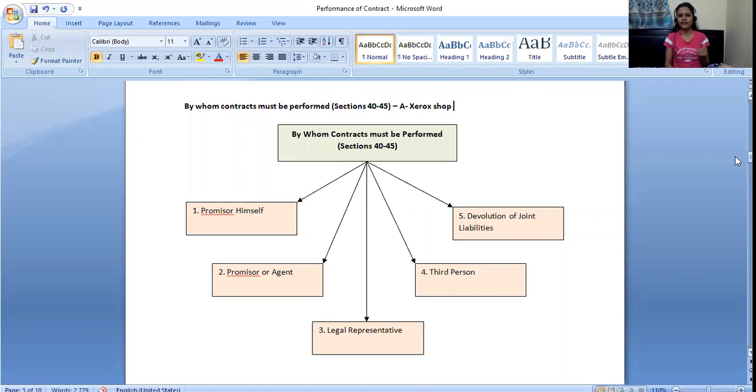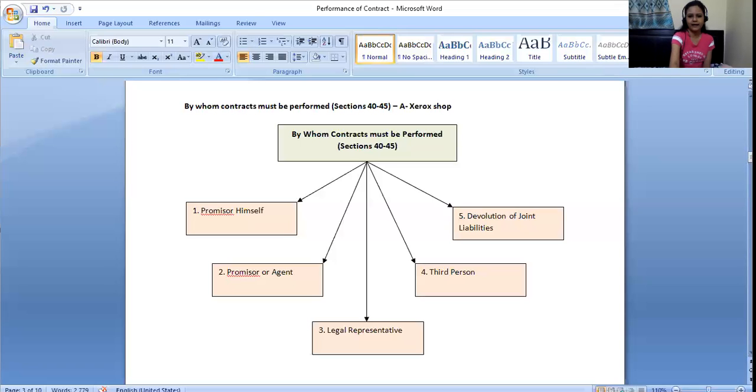Or in some cases, I have specified in the contract itself that it should not go on to the next generation. In that case also they will not be liable. Otherwise, legal representatives may be made liable in case the parties die before completing their promise or obligations under that particular contract. If they die, then they might be liable.